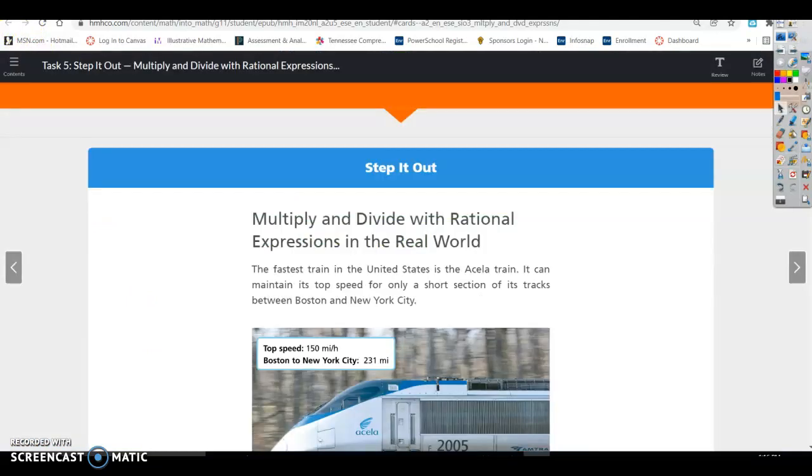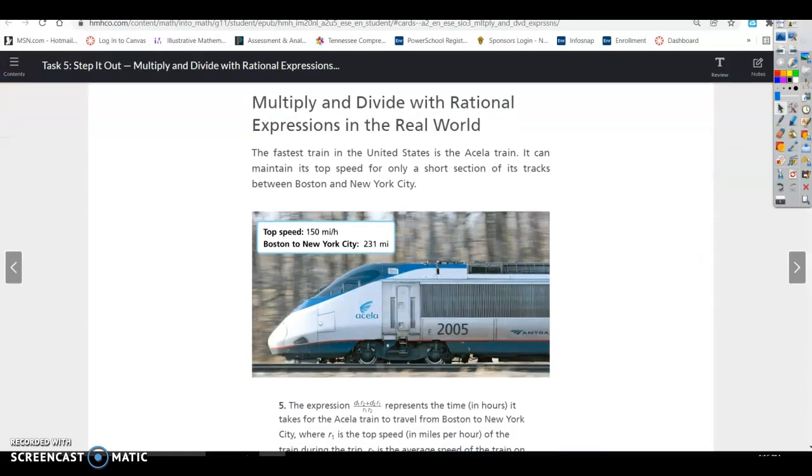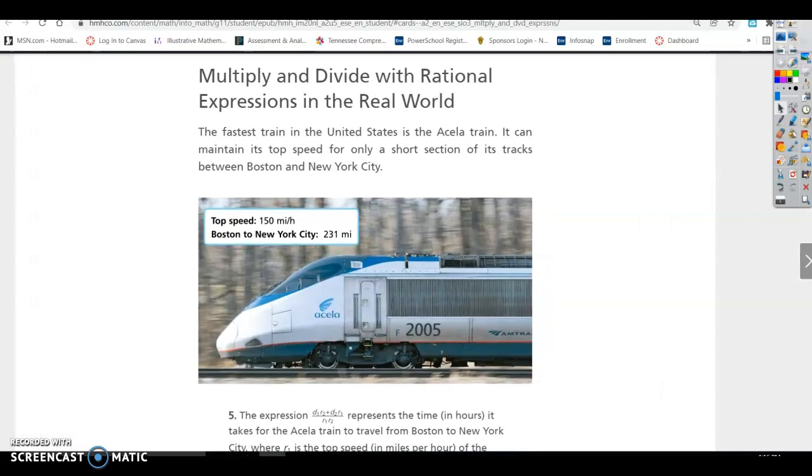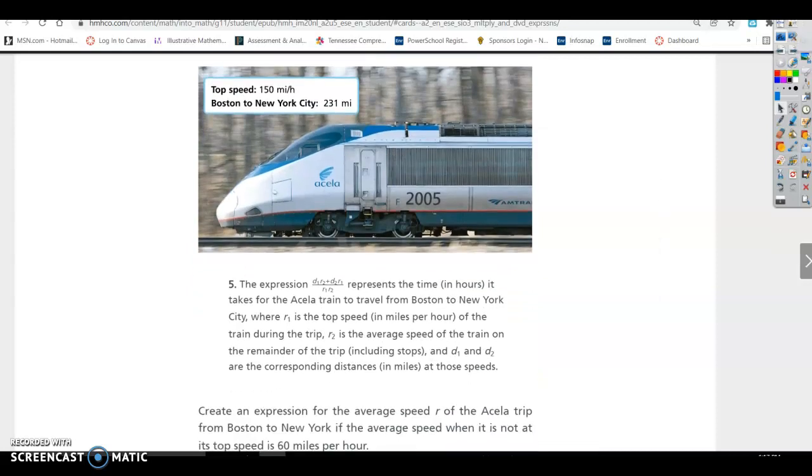Lesson 12.1, task 5. Multiply and divide with rational expressions in the real world. The fastest train in the United States is the Acela train. It can maintain its top speed for only a short section of its tracks between Boston and New York City. So its top speed is 150 miles per hour, and from Boston to New York City it's 231 miles.